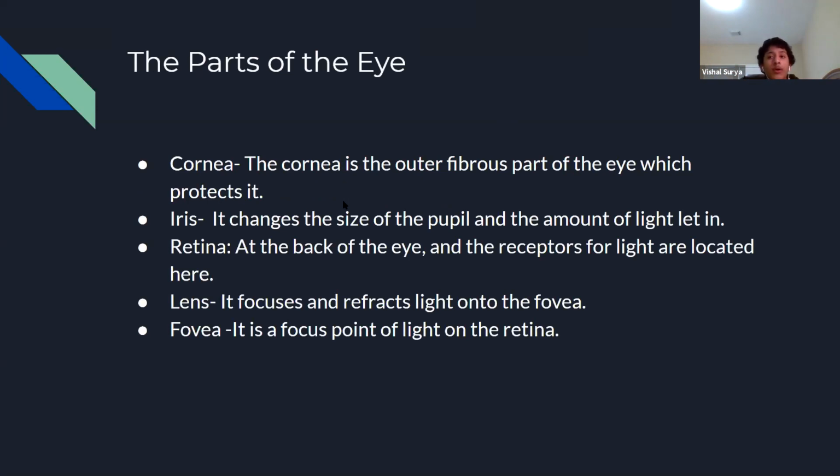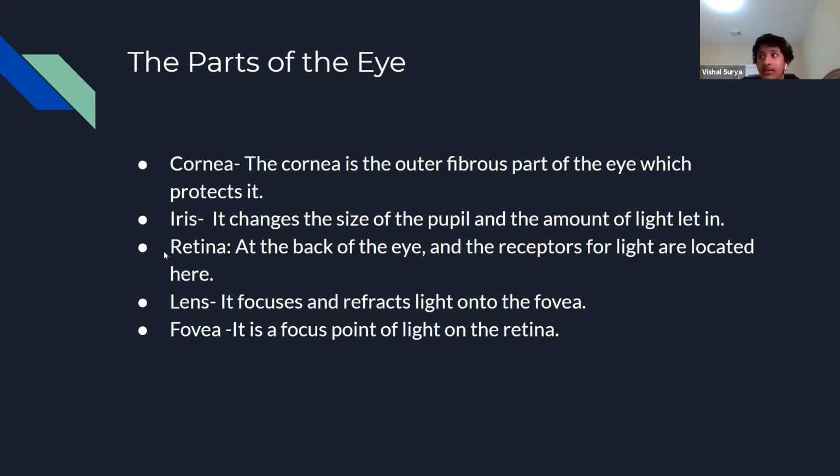This part is actually probably going to be something we might have to take more notes on. The first part of the eye that we're going to discuss is the cornea. The cornea is the outer part of your eye, which protects it. Fibrous just means it has a lot of fibers in it. Then there is the iris. The iris changes the size of your pupil, which is the center of your eye, and it changes the amount of light that can be let in. So the iris controls the amount of light that comes in.